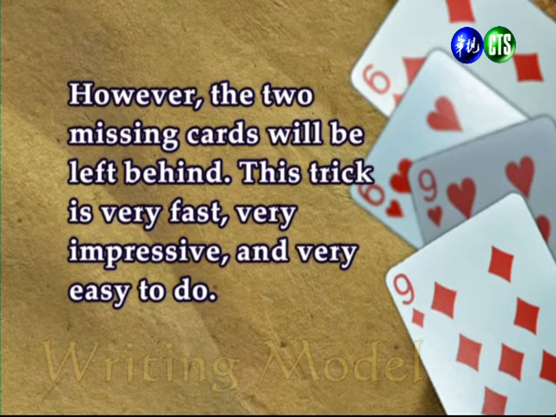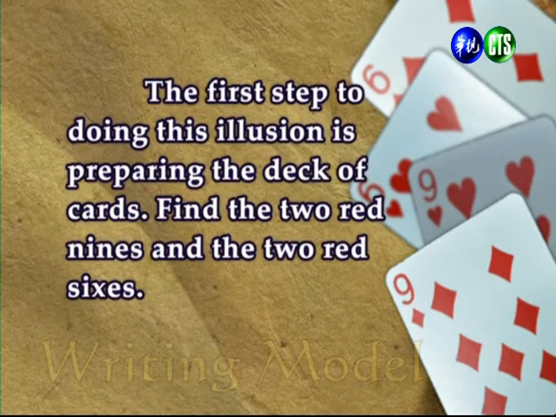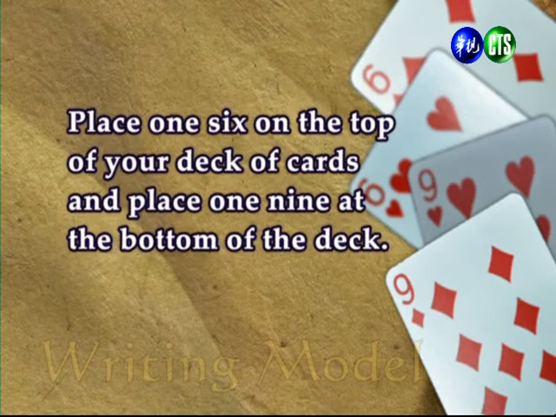However, two pre-hidden cards will be left in the original hand. This trick moves quickly, is impressive, and is easy to learn. The first step to doing this illusion is preparing the deck of cards. Find the two red nines and the two red sixes. Place one 6 on the top of your deck of cards and place one 9 at the bottom of the deck.